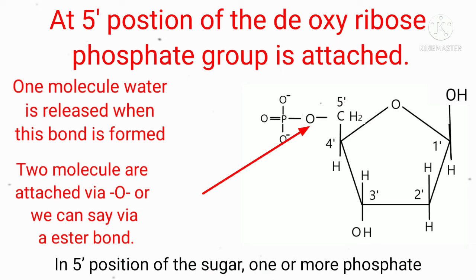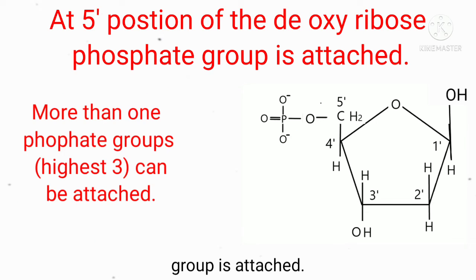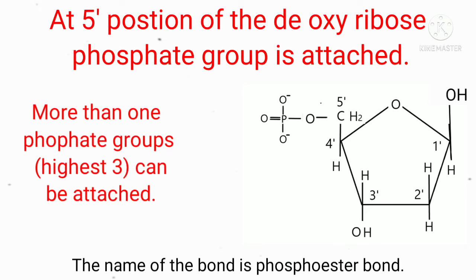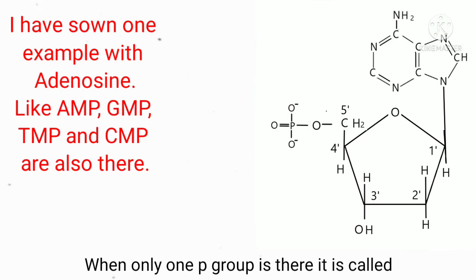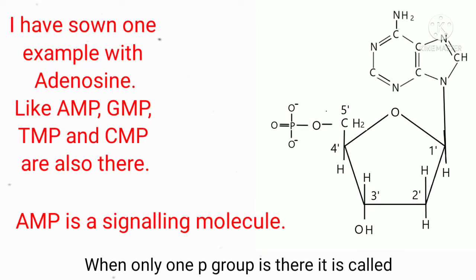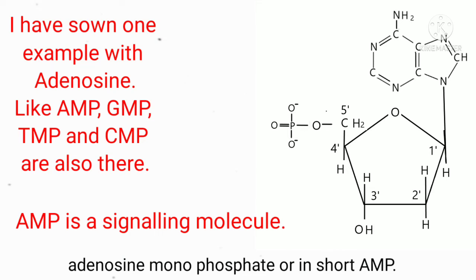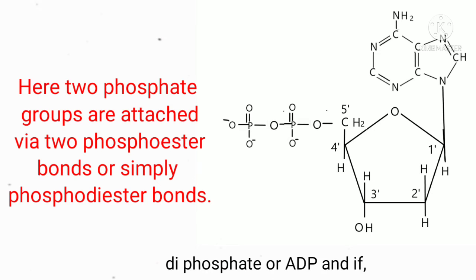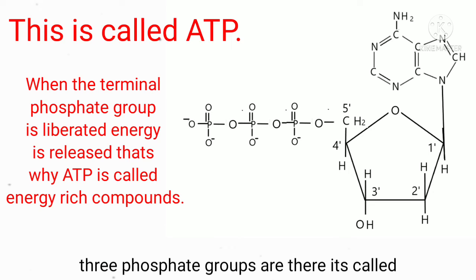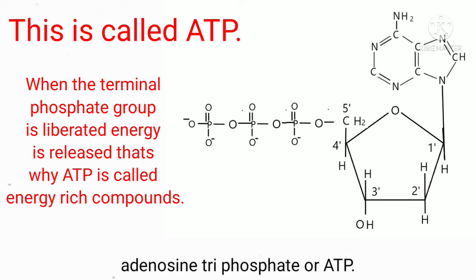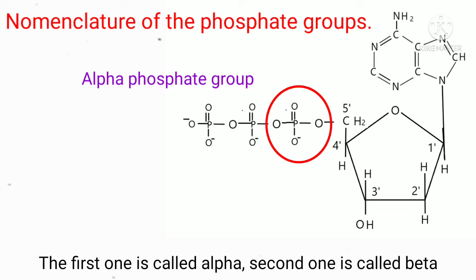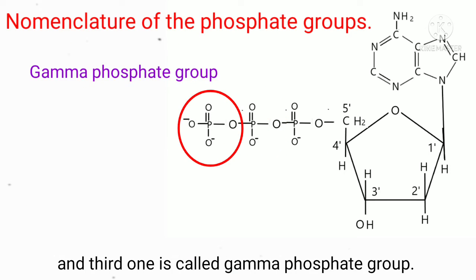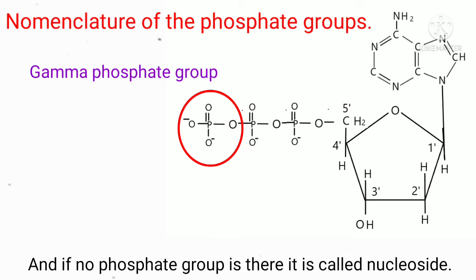In the 5' position of the sugar, one or more phosphate groups are attached. The name of the bond is phosphodiester bond. When only one phosphate group is there, it is called adenosine monophosphate, or in short AMP. When 2 phosphate groups are there, it is called adenosine diphosphate, or ADP. And if 3 phosphate groups are there, it is called adenosine triphosphate, or ATP. The first one is called alpha, the second one is called beta, and the third one is called gamma phosphate group.